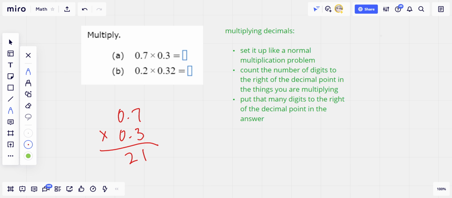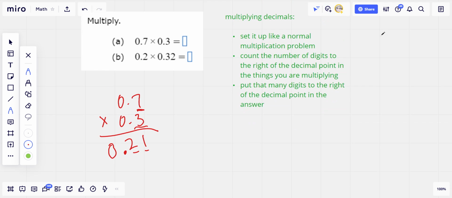Now, we need to count the number of digits behind or to the right of the decimal point. So I've got 1 here and 1 here. So that's a total of 2 numbers to the right of the decimal point. So we have to put 2 numbers to the right of the decimal point in our answer. So 1, 2, and we put the decimal point right there. And then by convention, we can put that 0 out in front. So that gives us 0.7 times 0.3 as equaling 0.21.